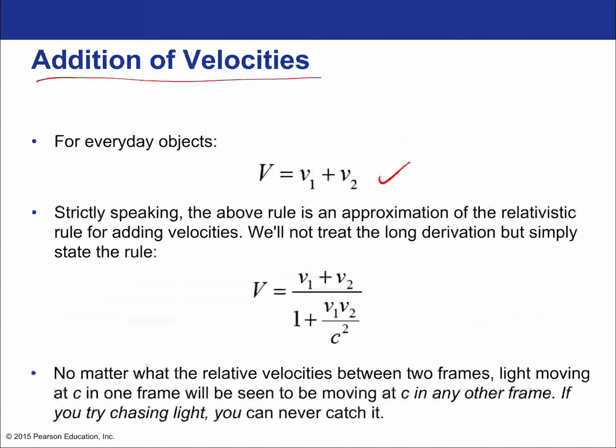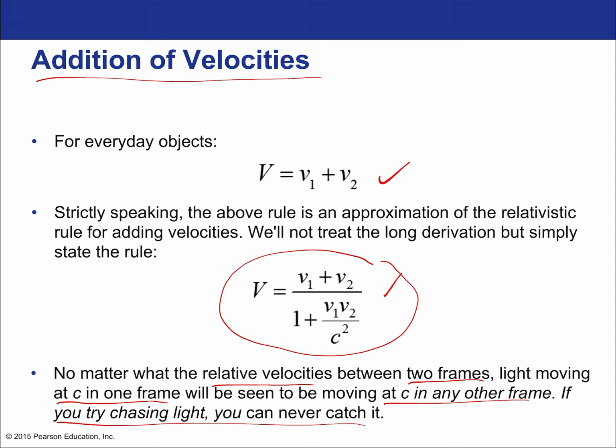But Einstein realized that another consequence of his postulates was that relative velocities would have to be recalculated. And here we have Einstein relative velocity addition. Okay, so this is the equation for adding relative velocities. And what this equation allows for is that no matter what the relative velocities between 2 frames of reference are, light moving at c in one reference frame will always be moving at c in any other reference frame. And that means that you can never catch up to light.